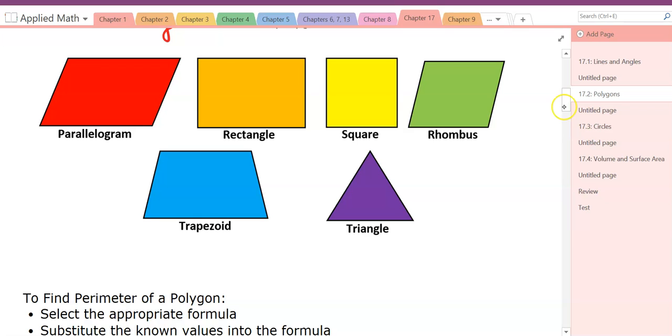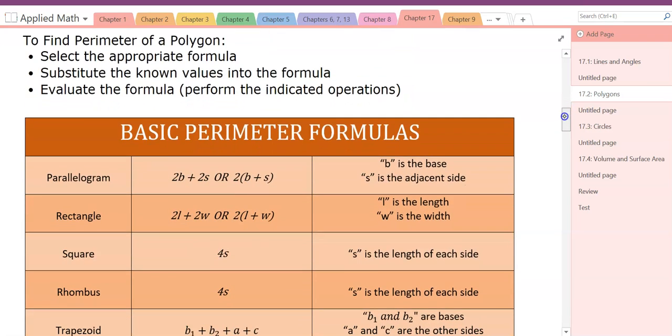Now we also have basic formulas for you to know, and this would be perimeter. Perimeter is the distance around a shape. So if I wanted to know how much fencing I needed to create a square or a rectangle outside, I would need to know the perimeter of the area that I'm trying to cover. So in order to find perimeter, figure out what shape you're working with to understand what formula you want to use. Substitute what you know from the problem, what your dimensions are, into your formula, and then evaluate it.